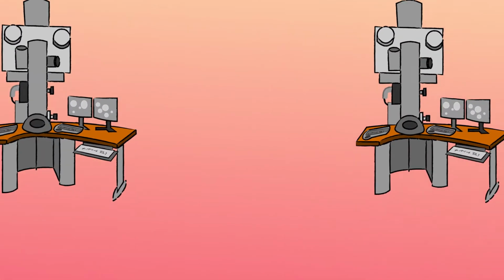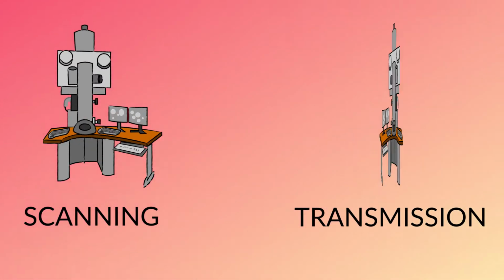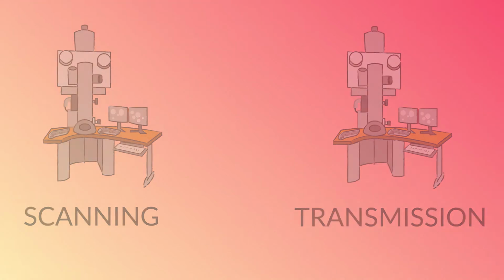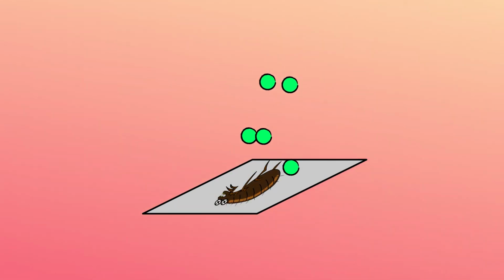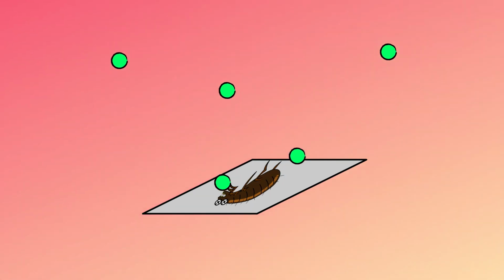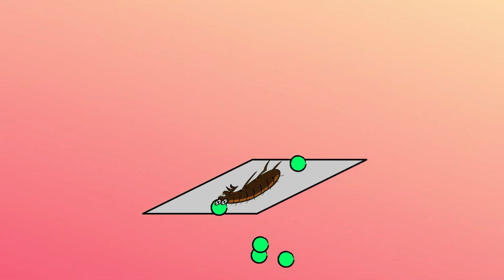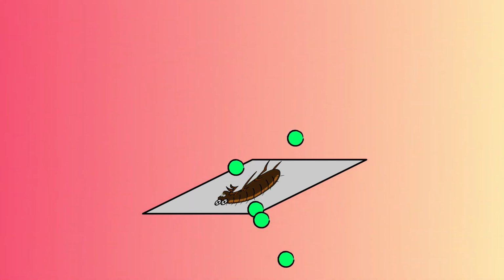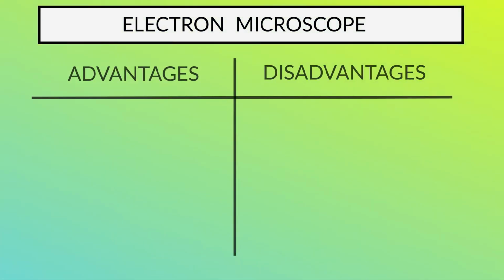There are two types of electron microscopes: a scanning electron microscope and a transmission electron microscope. The scanning electron microscope produces an image that shows the surface of the specimen because the electrons hit the specimen and bounce off. The transmission electron microscope fires electrons which go through the thin specimen to produce an image showing the structures within. The advantages and disadvantages of an electron microscope are as follows.